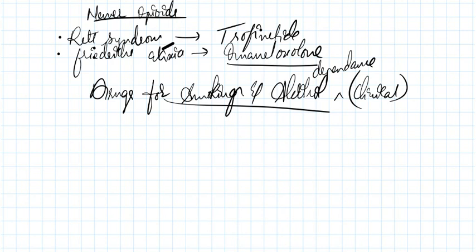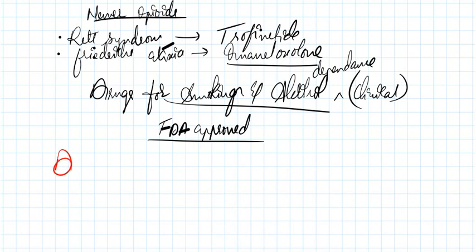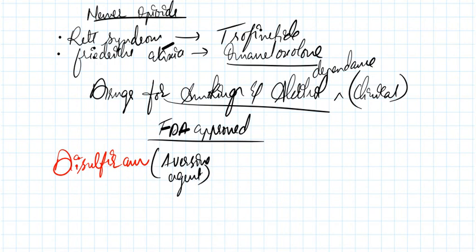Okay, alcohol drugs which are FDA approved. Remember, these drugs are FDA approved. First, I will talk about the drugs which are FDA approved. The first drug is disulfiram. What is disulfiram? Disulfiram is an aversive agent.